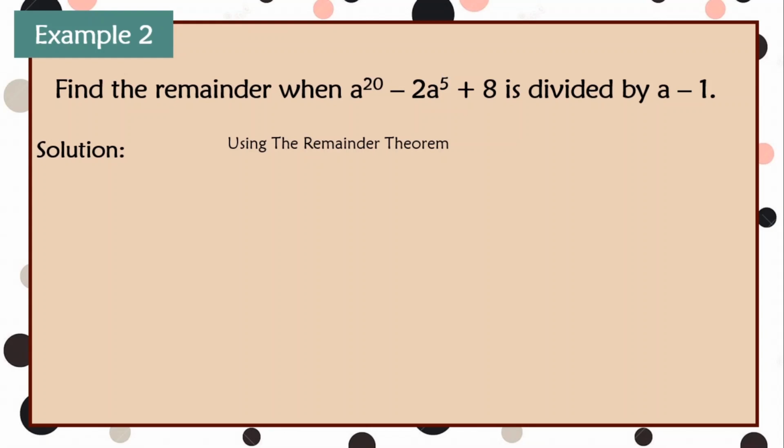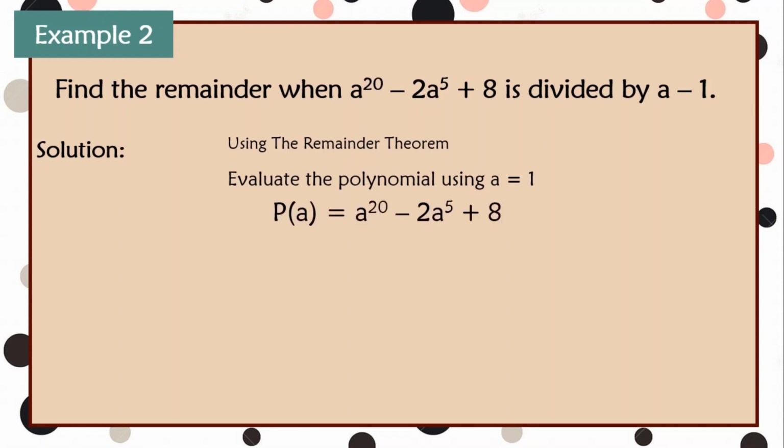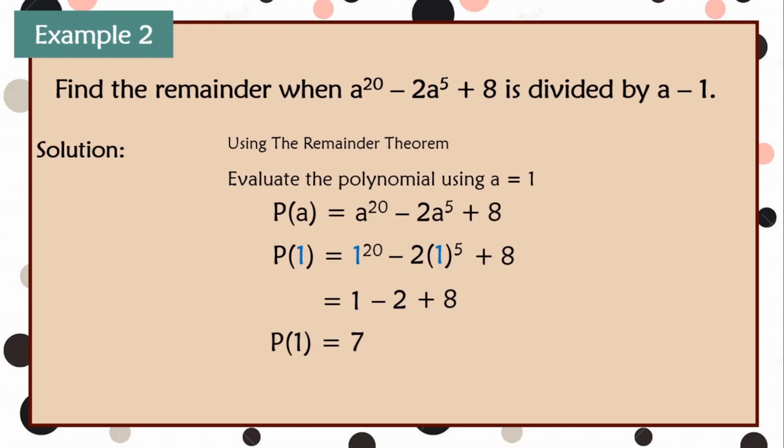The value of our a is positive 1. So evaluate the polynomial using a equal to 1. So we have 1 raised to 20 minus 2 times 1 raised to 5 plus 8. 1 raised to 20 is 1. Negative 2 times 1 raised to 5 is negative 2, plus 8. 1 minus 2 is negative 1, plus 8, that is 7. So therefore, our remainder is 7.